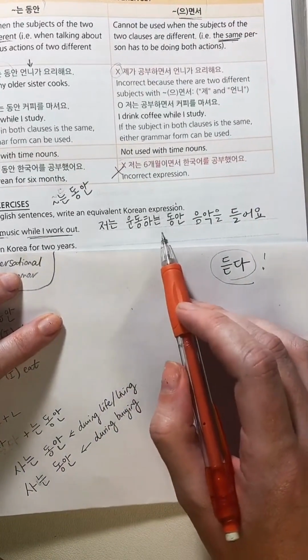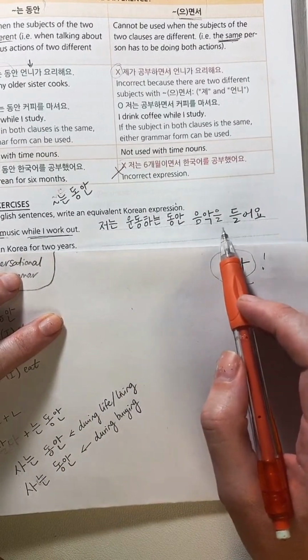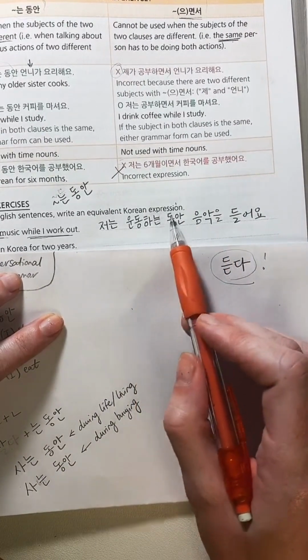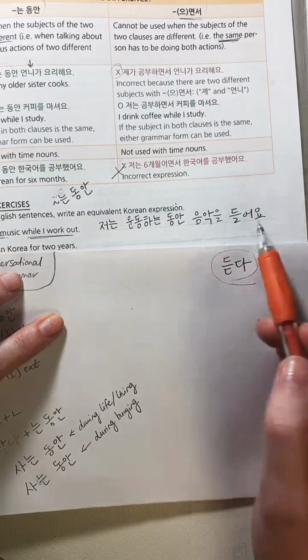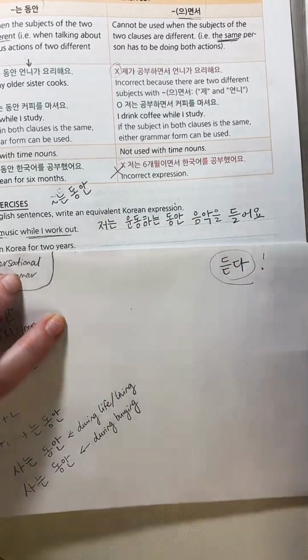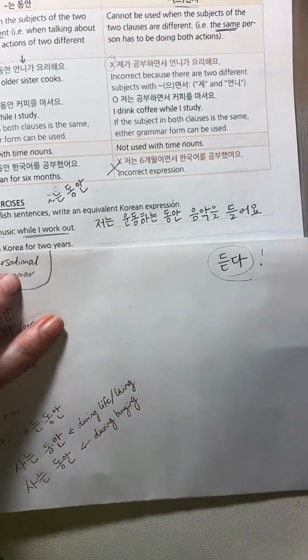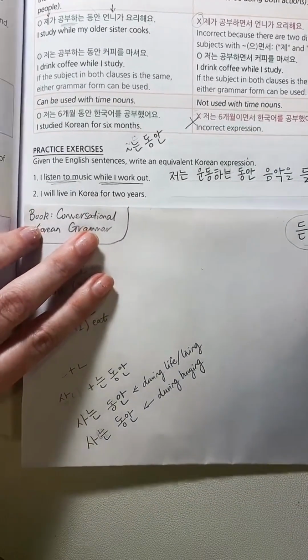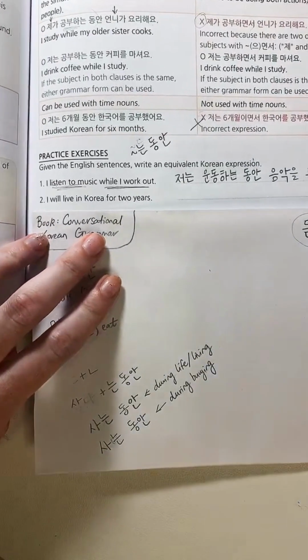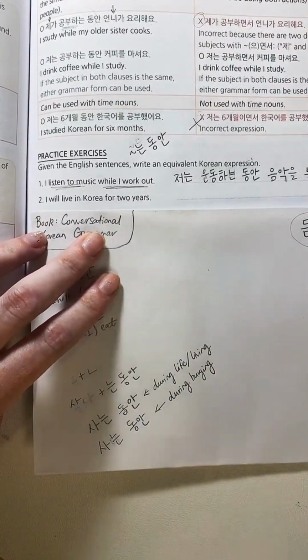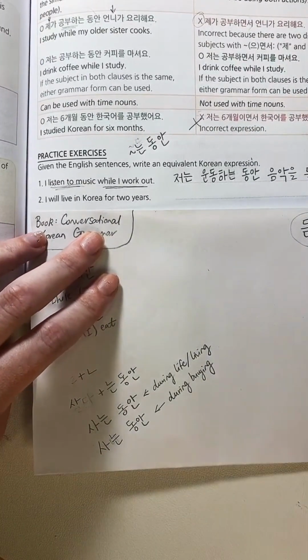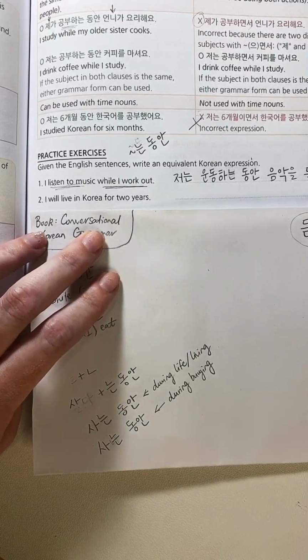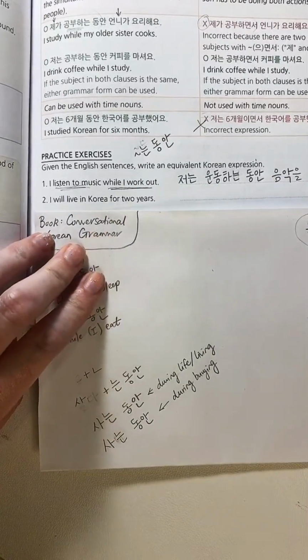저는 운동하는 동안 음악을 들어요. Means, while I exercise, I listen to music. That's certainly a good way to exercise, right? It helps keep your energy up to listen to music while you exercise. 저는 운동하는 동안 음악을 들어요. All right. What about this next sentence?